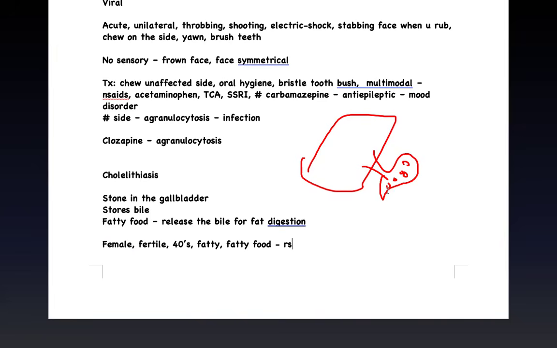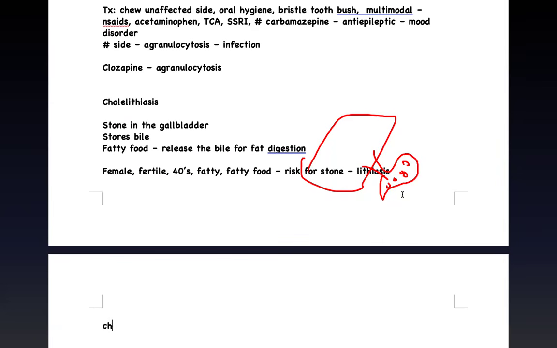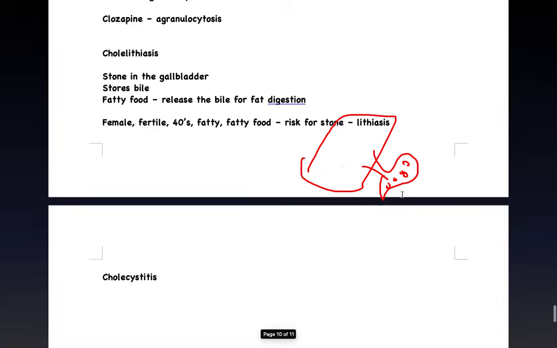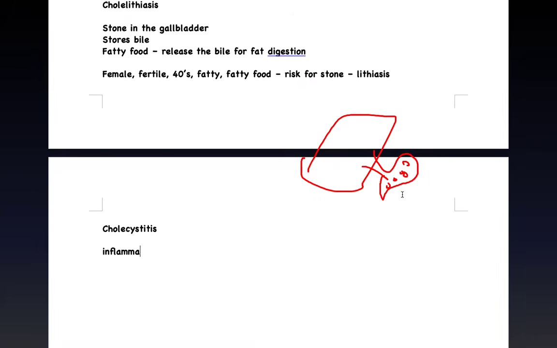These are risk factors for stone, cholelithiasis. Lithiasis, that's what I mean, making stone. When the stone blocks the tube and you get inflamed, you get cholecystitis. This is inflammation of the gallbladder.